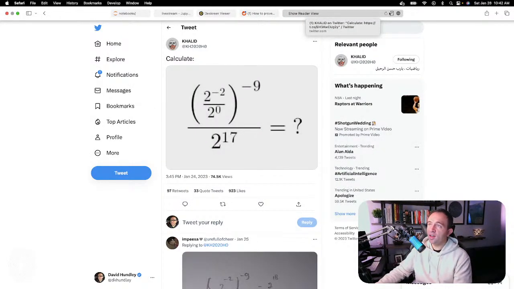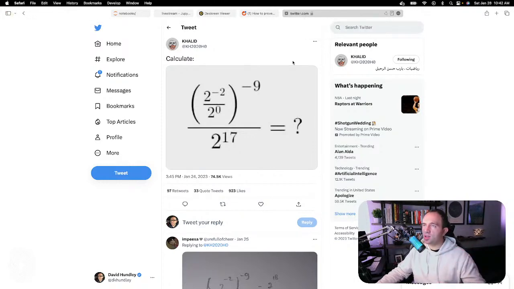All right, so now we have all the tools to actually be able to solve this problem. And again, we don't need a calculator for this. We might need some paper, so let me go ahead and handwrite this first on my surface. So 2 to the negative 2 over 2 to the 0, all to the negative 9, all over 2 to the 17th power. Okay, so I just wrote that down on my surface.